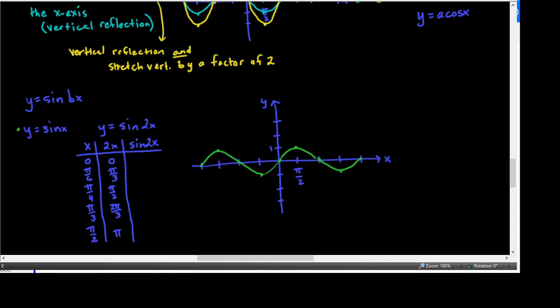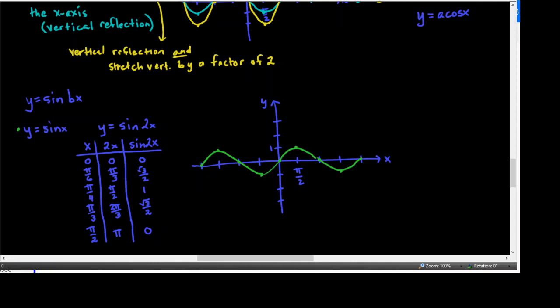So ignore the first column for a second. We're looking at the middle column, and we're going to take the sine of those numbers. So sine of 0 is 0. Sine of pi over 3 is square root of 3 over 2. Sine of pi over 2 is 1. Sine of 2 pi over 3 is square root of 3 over 2. And sine of pi is 0. Okay, with me so far?